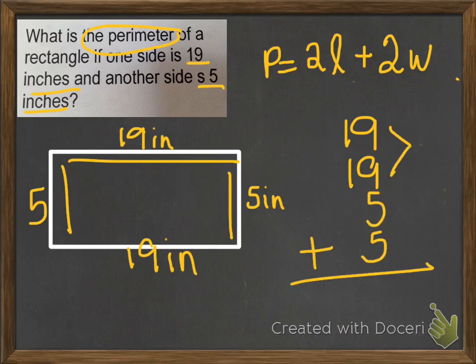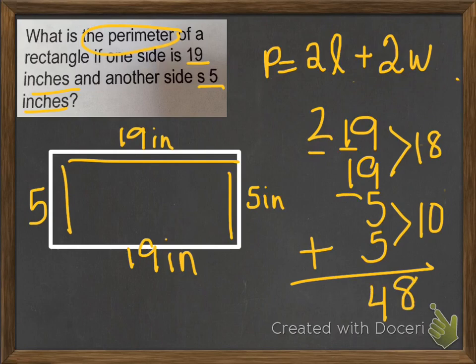So 9 plus 9 is 18. 5 plus 5 is 10. So 18 plus 10 is 28. And then 2, 3, 4, 48 inches. Whichever way is easiest for you is the way you need to solve this.